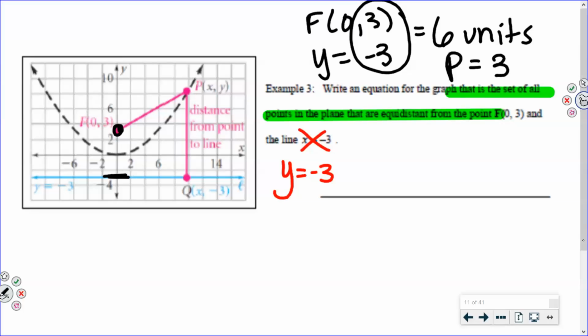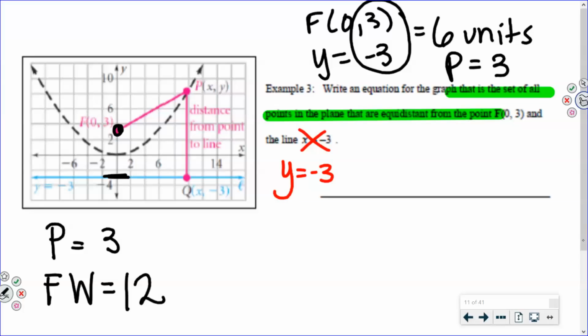So we're going to write this in vertex form, then we're going to write it in conic standard form also. So remember, if the p-value is 3, how many p's are in the focal width? That's right, there are 4. So if there are 4 p's in the focal width, what's the focal width? 12. We're done. That's all you need to know. Can you flip 12 upside down? What is the inverse of 12? That's your a value.